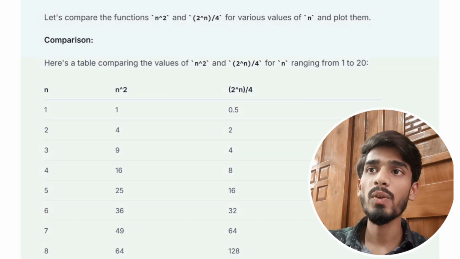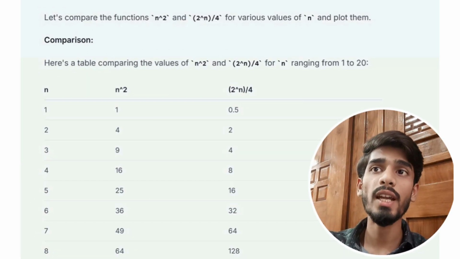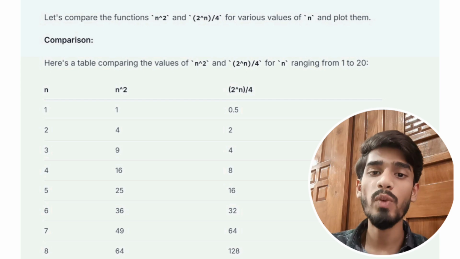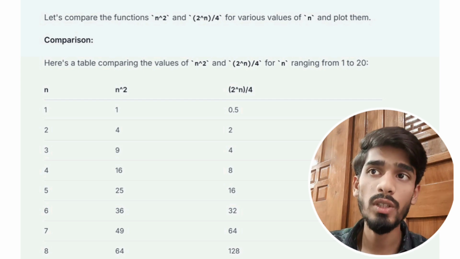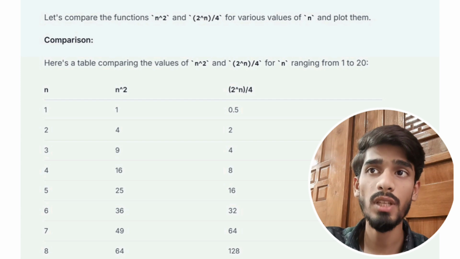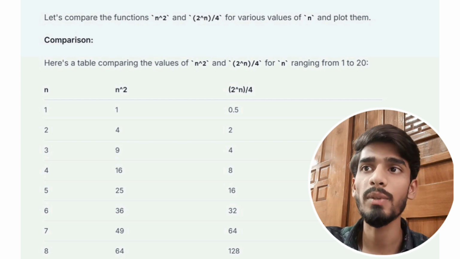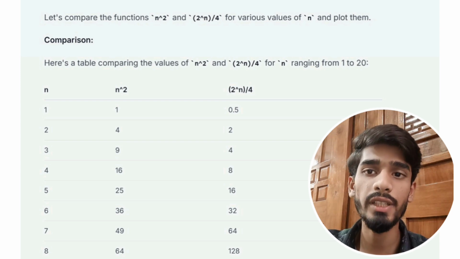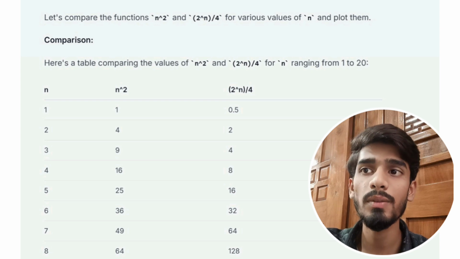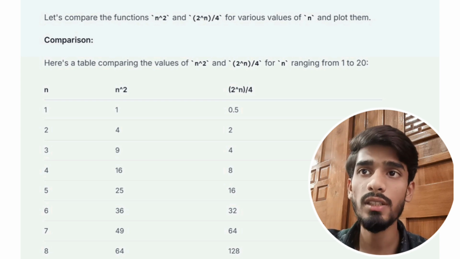Next, we are going to compare the functions n square and 2^n by 4 for various values of n and plot it. And we are going to determine when the second becomes larger than the first. Now here is a table which shows how n square and 2^n by 4 is changing. We have calculated this table contains 20 values. We can see the table.